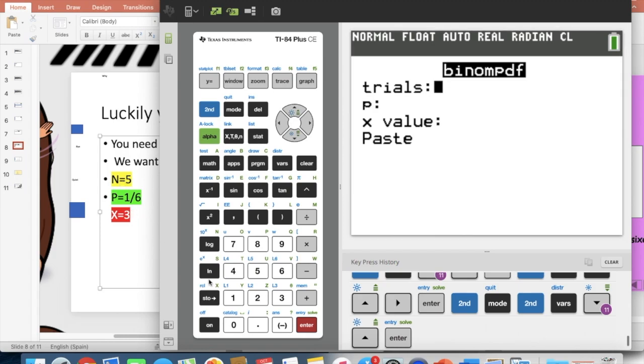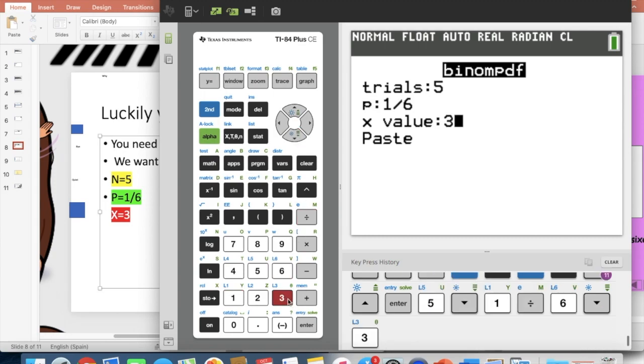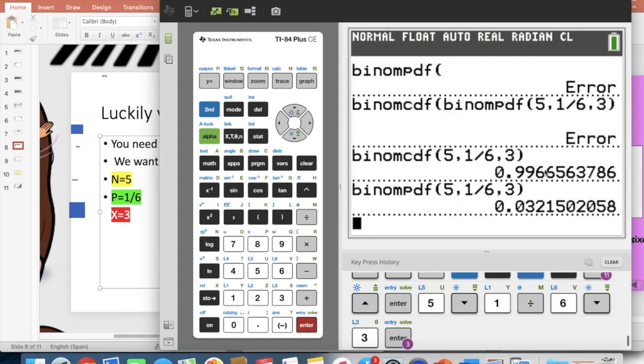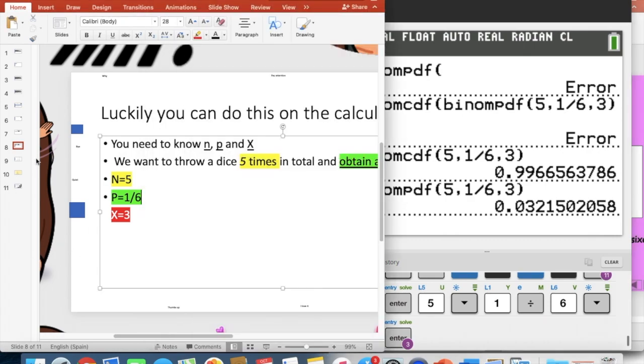We need to enter in these bits of data. The trials is 5, the P is 1/6, and the X value is going to be 3. All we do is press enter, paste, and this is our answer. The probability of getting a 6 3 times after 5 trials is 0.03215, and you could round that to 0.032 for 3 decimal places.